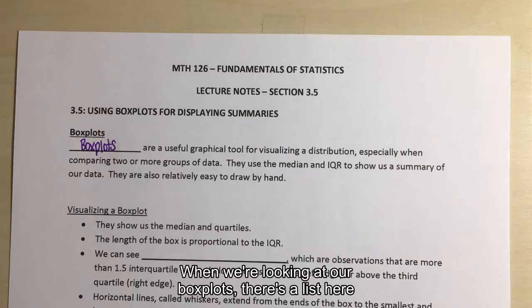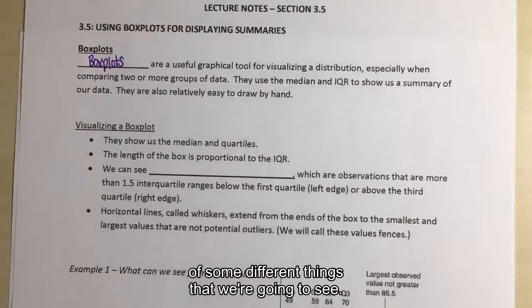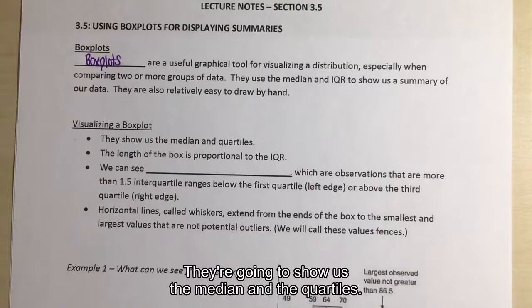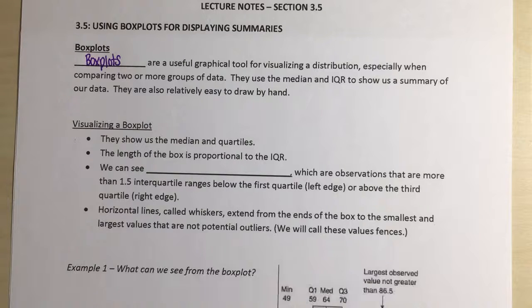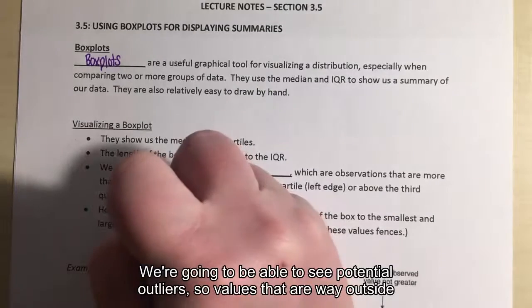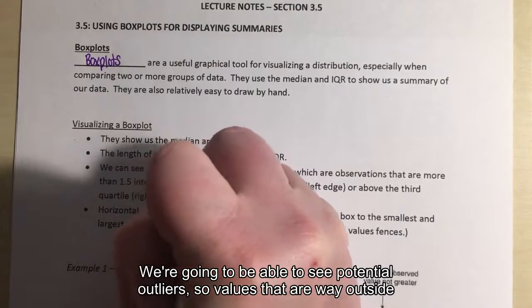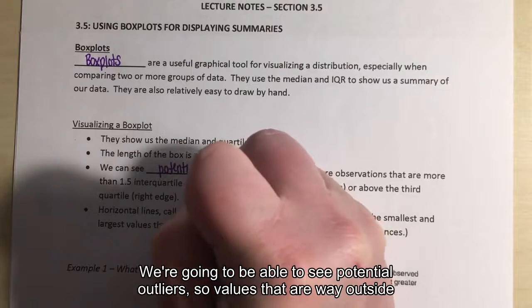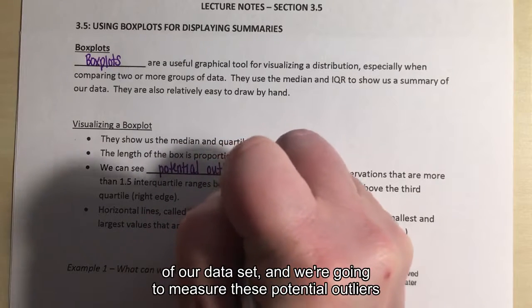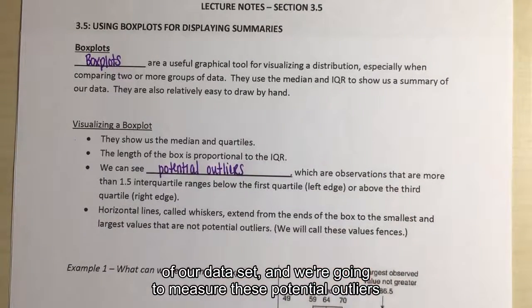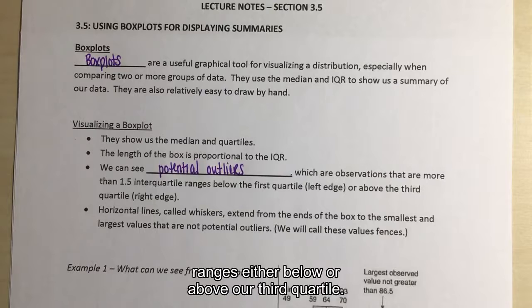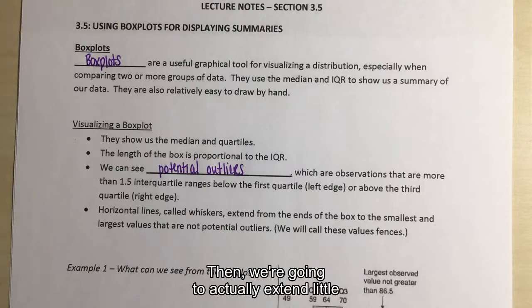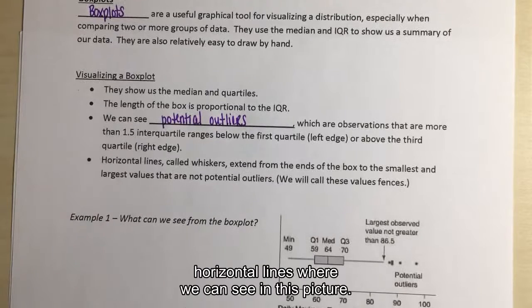Right, so when we're looking at our box plots, there's a list here of some different things that we're going to see. They're going to show us the median and the quartiles. The length of the actual box is going to be proportional to the interquartile range. We're going to be able to see potential outliers, so values that are way outside of our data set. And we're going to measure these potential outliers if they are more than 1.5 interquartile ranges, either below our first quartile or above our third quartile.